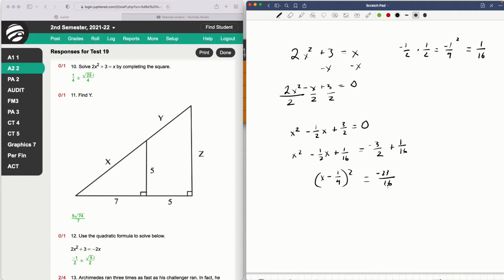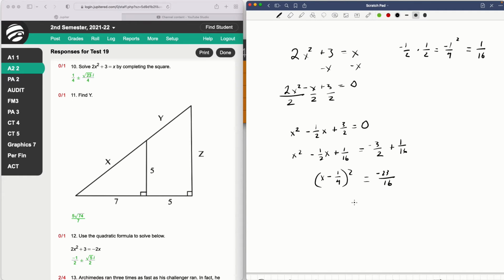Let me see. Two x squared, where am I at? There it is, I found it. All right, so good so far.